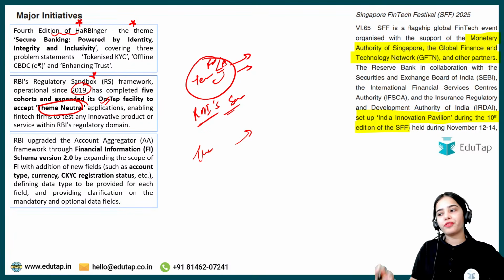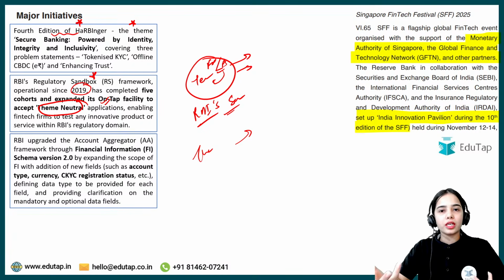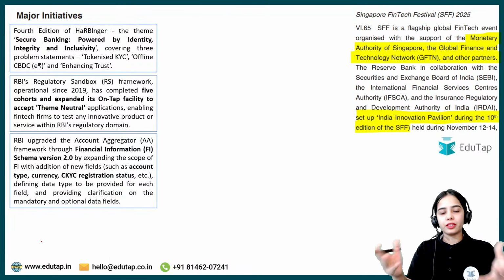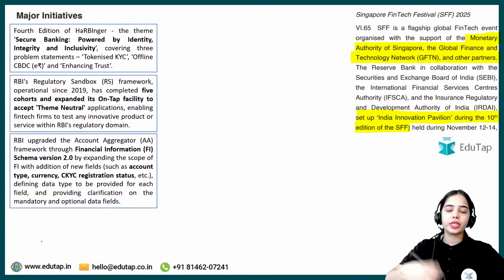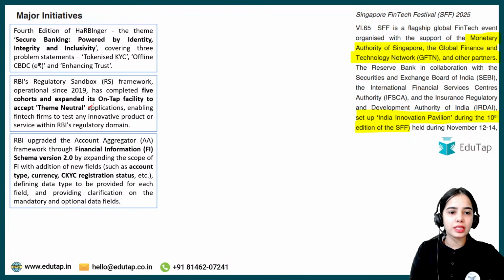On tap facility is the facility where you can join the sandbox at any point of time. There is no set period in which you can join the cohort. You can join the cohort whenever you want. So this is the idea: for theme neutral, on tap facility has been provided. Next is the account aggregator framework.